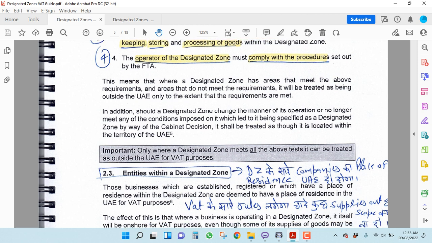This means that where a DZ has areas that meet the above requirements and areas that do not meet the requirements, it will be treated as being outside the UAE only to the extent that the requirements are met. In addition, should a DZ change the manner of its operation or no longer meet any condition imposed on it which led to it being specified as a DZ by way of cabinet decision, it shall be treated as though it is located within the territory of the UAE. Important: only where a DZ meets all the above tests can it be treated as outside the UAE for VAT purposes.